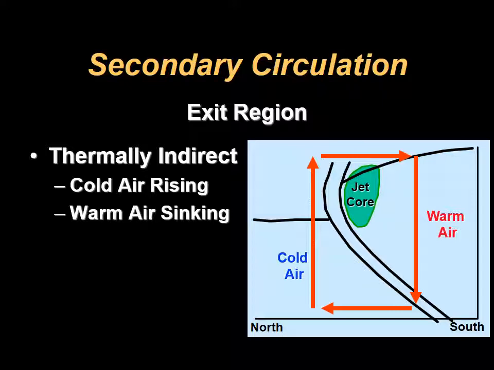Cold air rising, it has to be forced to rise. It doesn't want to rise by itself, so it's indirect. And warm air sinking, warm air doesn't normally sink by itself, so it has to be forced to sink. And we call that a thermally indirect circulation. This is in the exit region, or the eastern part of the jet streak.